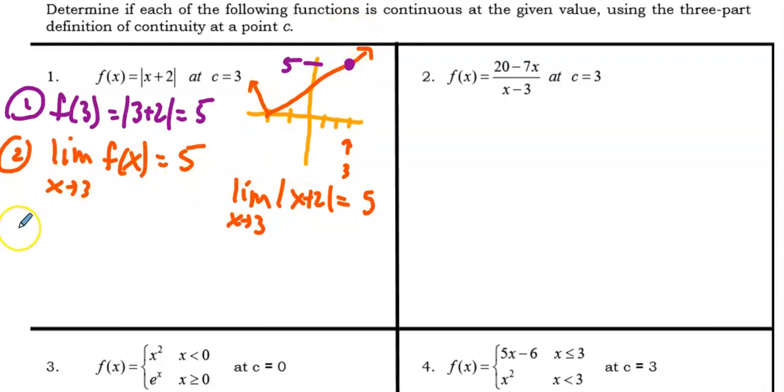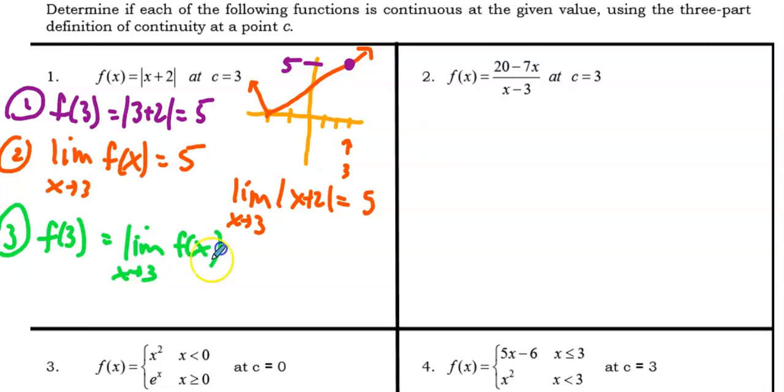And then finally, we can say that f of 3, where it's defined, is also equal to the limit as x approaches 3 of our function. So now I can say all this stuff is true. So now I can conclude, therefore, that f of x is continuous.